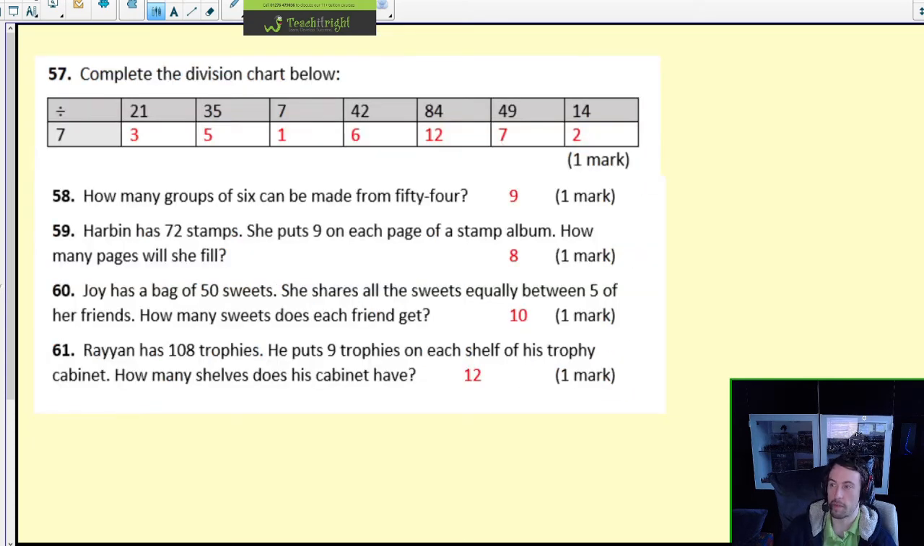Number 57, complete the division chart below. So essentially all we're doing is we're dividing these numbers. So 21 divided by 7 is 3. That's where the answer comes from. So it's a combination of the numbers above and below meeting into the middle, and then that middle dot is the answer.